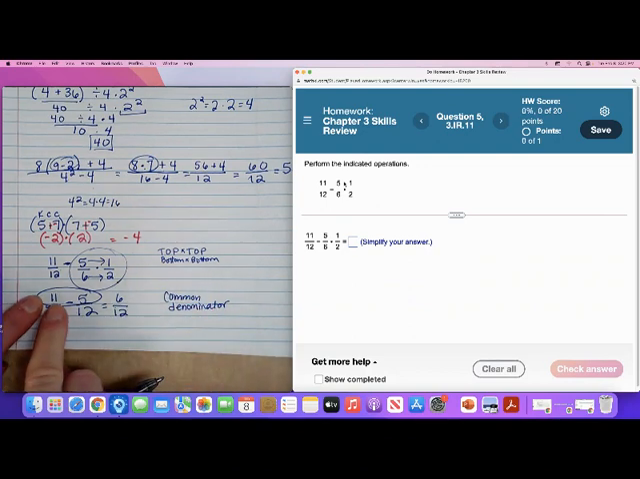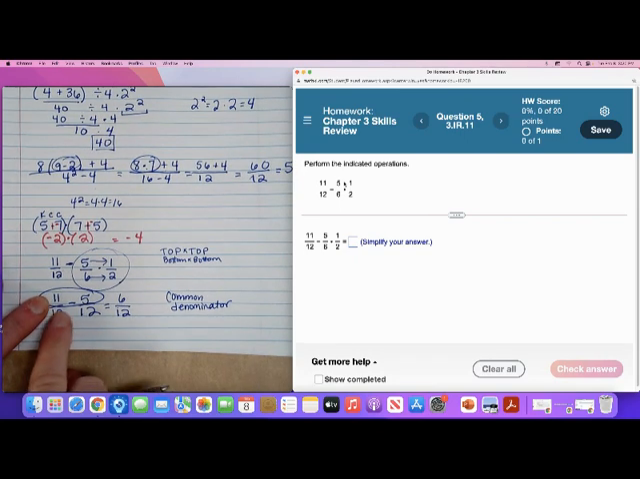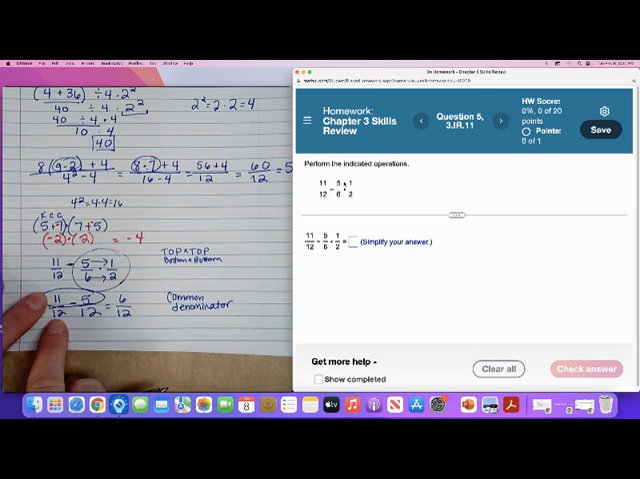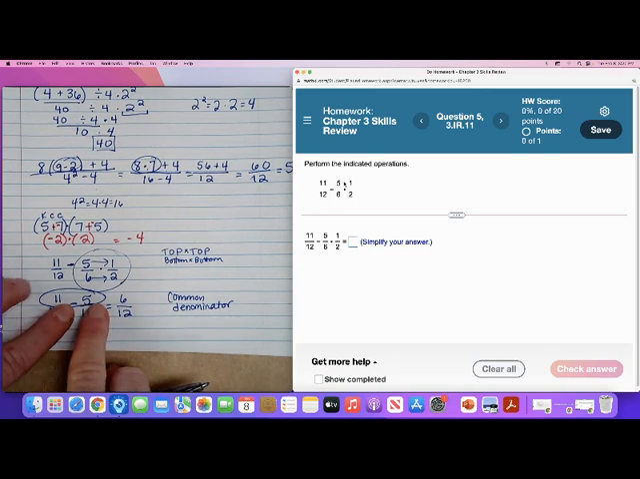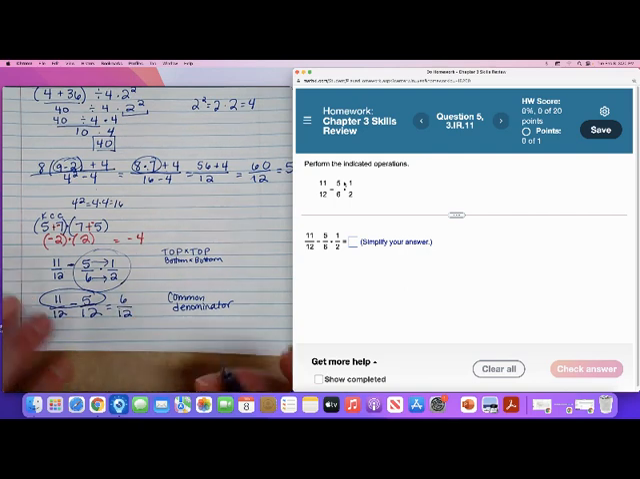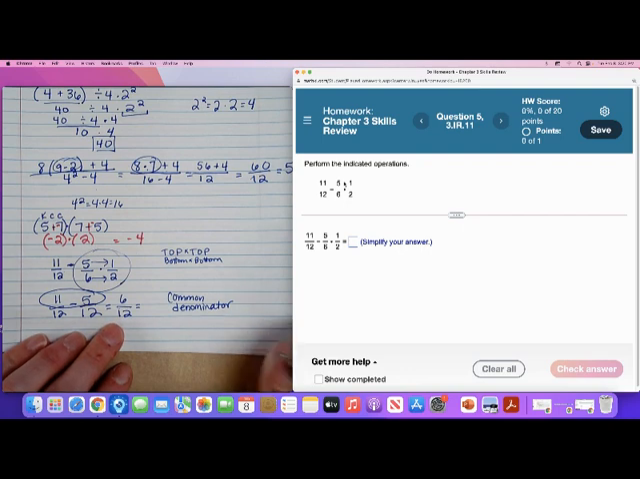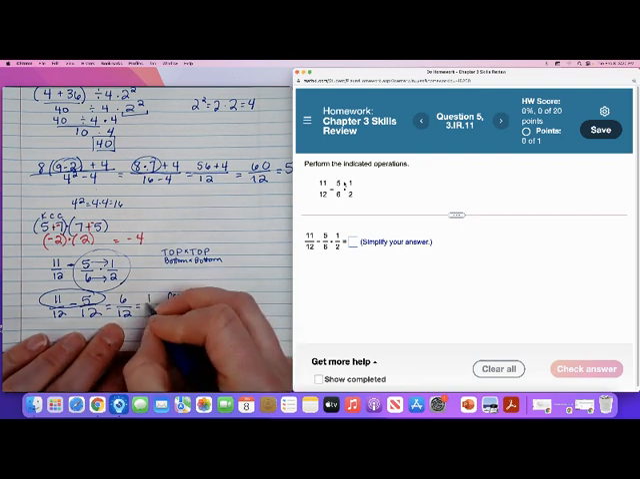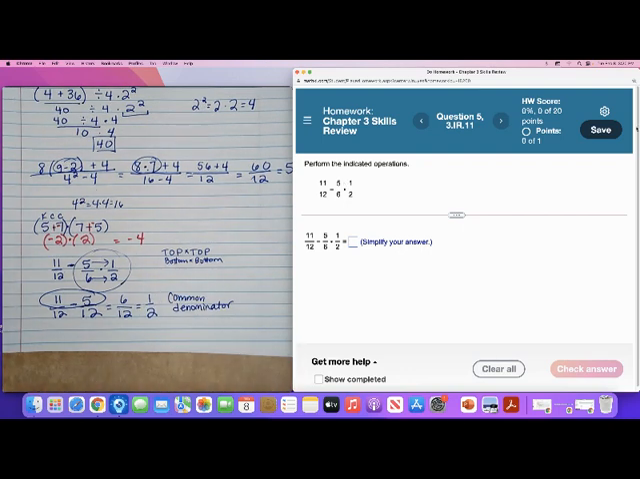So if I have 11 pieces of pie, and there's 12 slices, I have 11 of them. And then I give away 5 pieces of that pie. Now I have 6 pieces of that pie left. So that's why it's 6 twelfths. And then we can reduce that. 6 twelfths is a half. So 1 over 2.